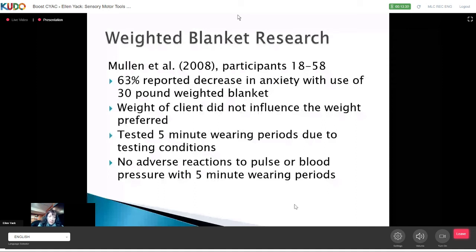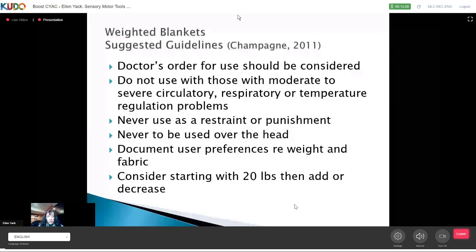Before I continue with weighted blankets, I need to alert you to an issue that arose in Canada that many people are aware of. In Quebec, about 10 years ago, a child died in a weighted blanket. Unfortunately, the weighted blanket was used incorrectly, as a punishment. A small child was in a weighted blanket that was significantly too heavy for him, and he was rolled into it, and his face was covered. So it was used as a punishment, and his face was covered, and he suffocated.